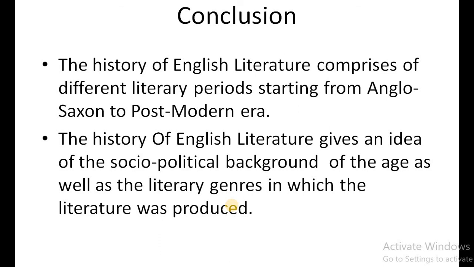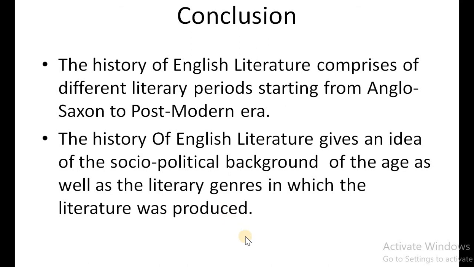I would like to conclude this lecture by saying that the history of English literature comprises different literary periods, starting from Anglo-Saxon to the postmodern era. We have already discussed such periods and their time spans, and this history extends up till now. It means that the current era is called the postmodern era, and the history of English literature gives an idea of the socio-political background of the age, as well as the literary genres in which the literature was produced.